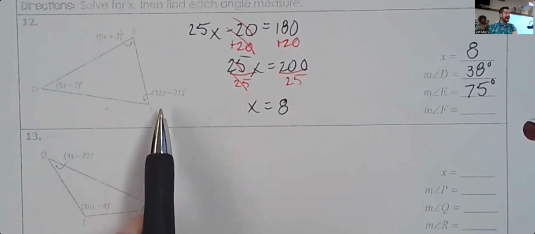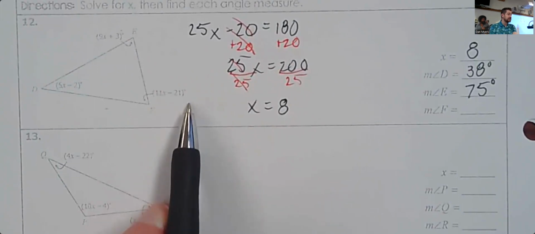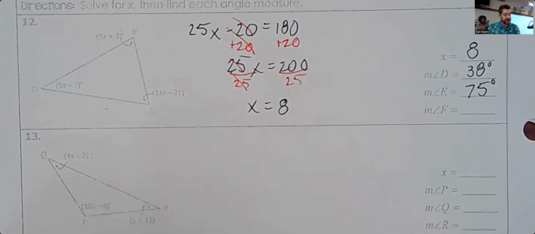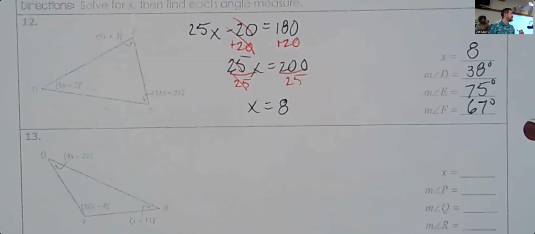8 times 11 is 88. 88 minus 21 would be 67. So angle F should be 67 degrees. Now there's a really easy way to see if you did this correctly. You know what that really easy way is to see if you did this correctly?